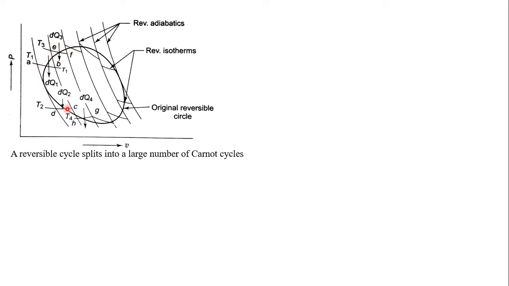So the original reversible curve, if we replace it by n number of small Carnot cycles like this, such that the distance between these two reversible adiabatics is very small, then even though this is a zigzag path, it will look as if it is the original reversible cycle.